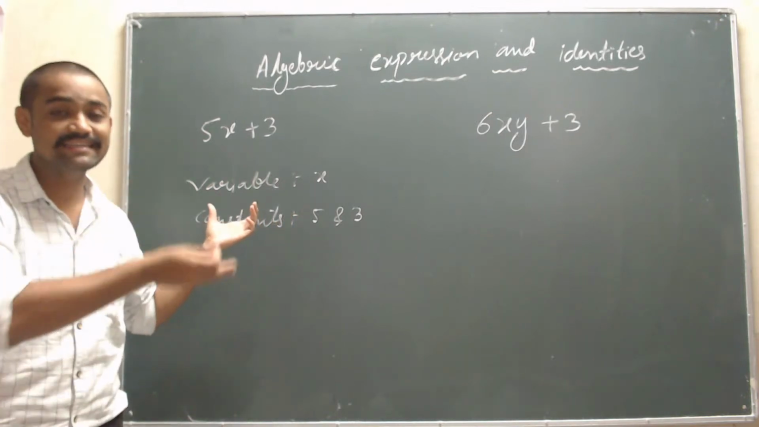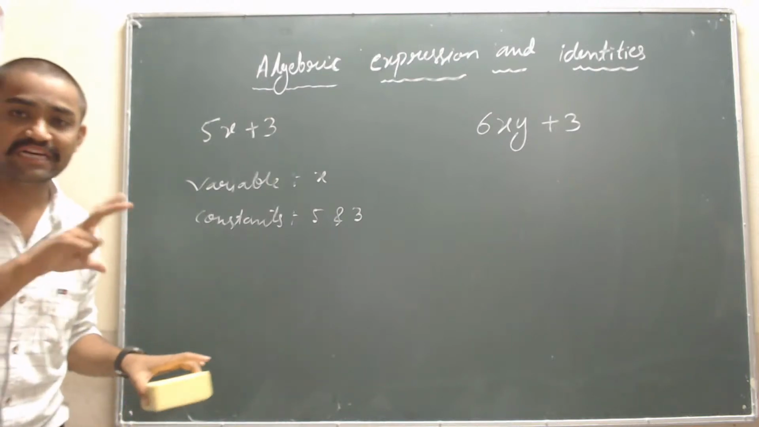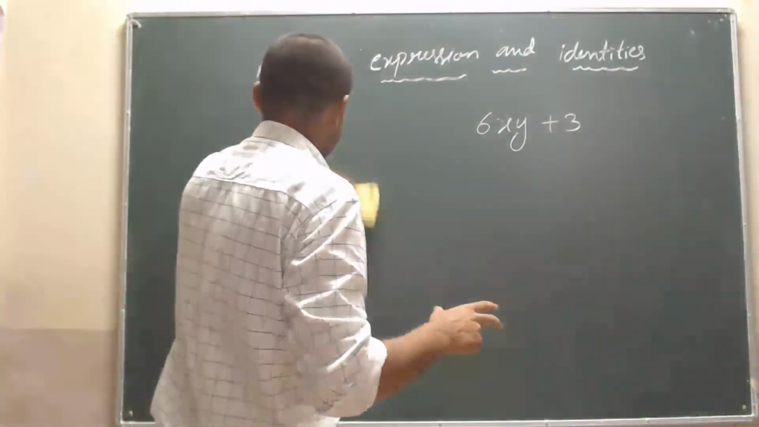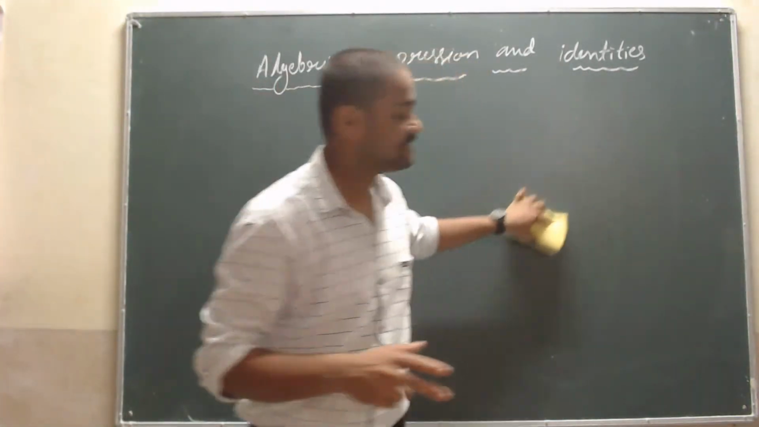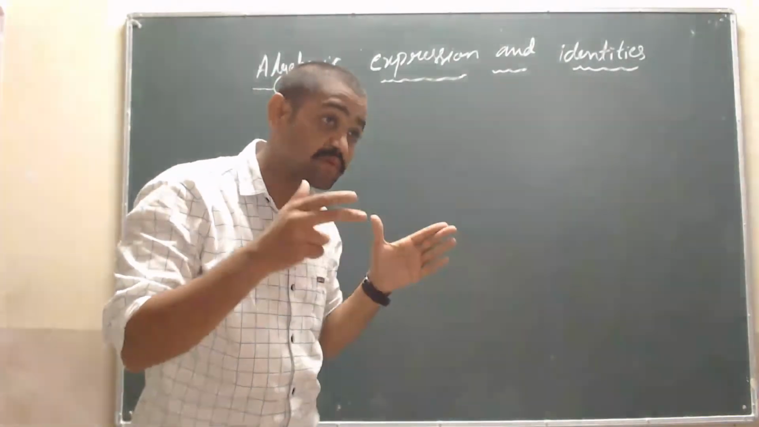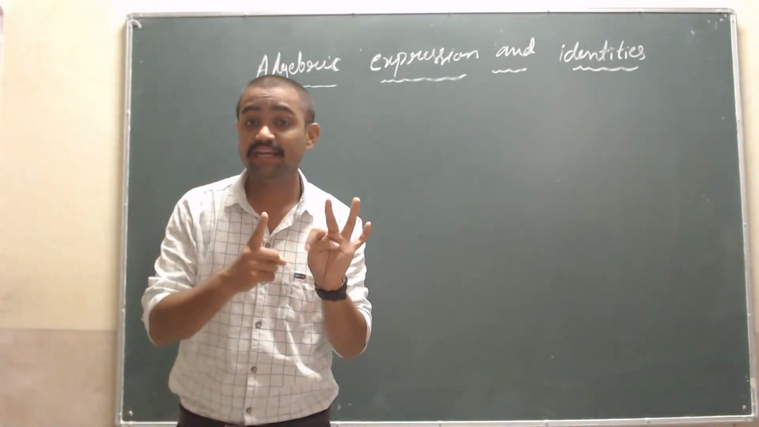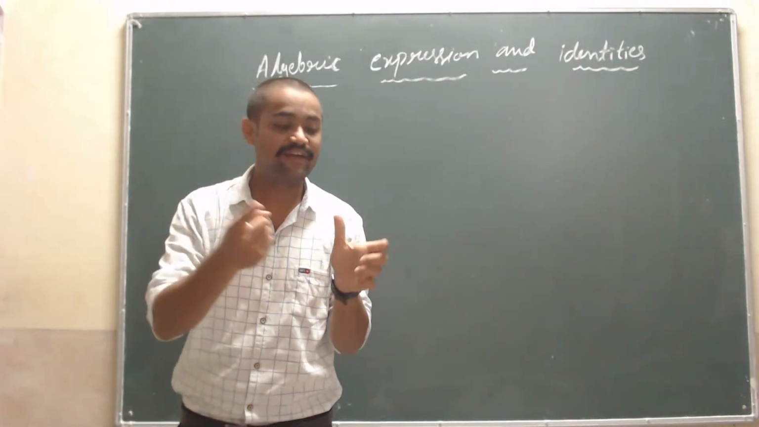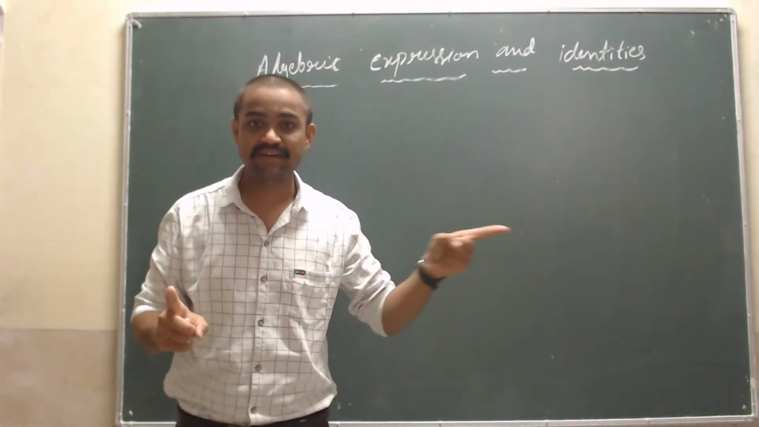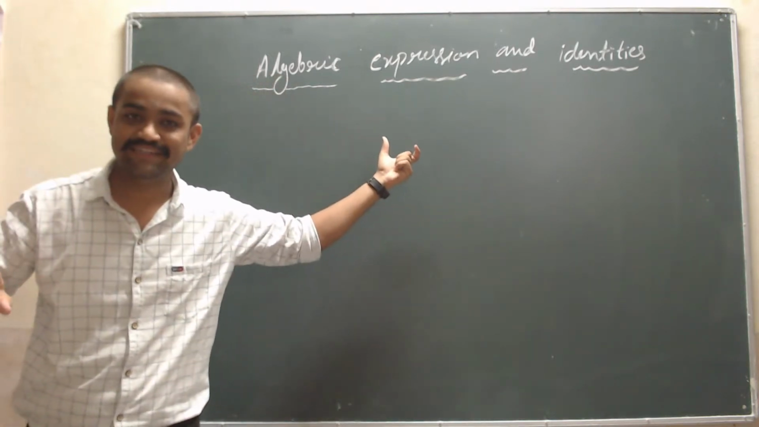You have already learnt this in the previous classes. Next, let us move to some important concepts. These algebraic expressions are made up of variables and constants. You have to remember this: variables are nothing but alphabets, and constants are nothing but numbers. This is very clear about the algebraic expression.